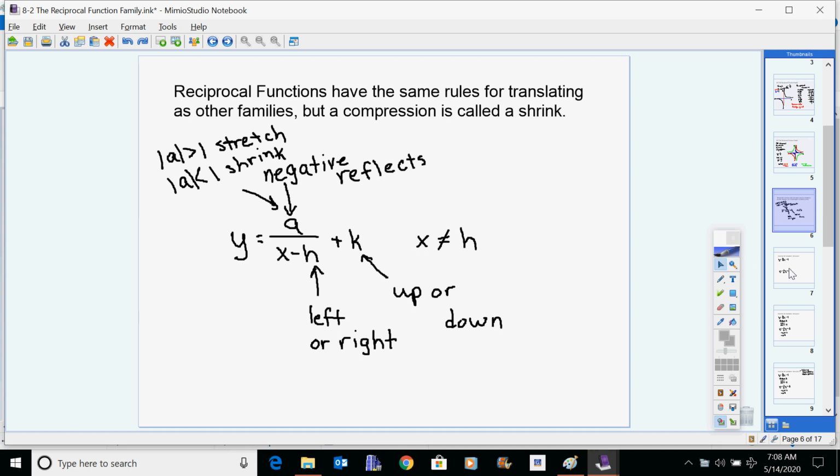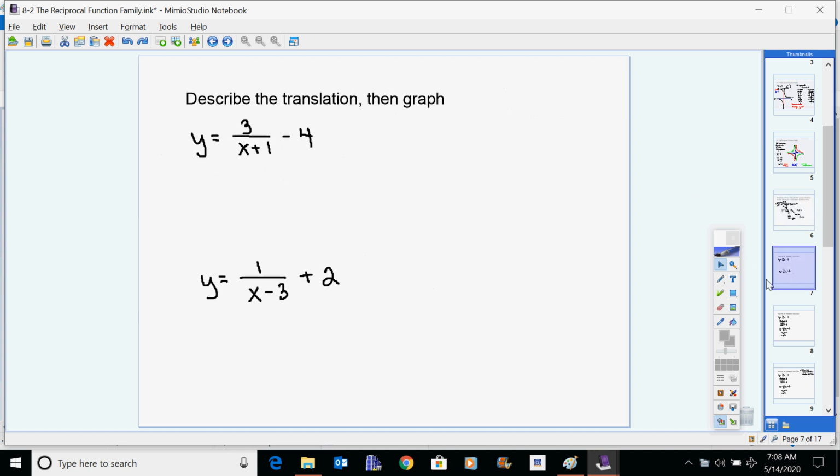Now, what we can do is we can analyze describing the translation just like we have done many, many times before. What's happening with all of these numbers? So think about it for a minute. You might jump ahead a little, but this one means that it's going to stretch.